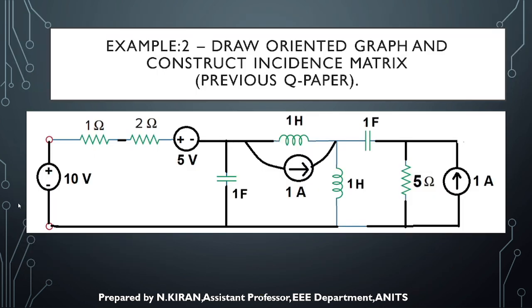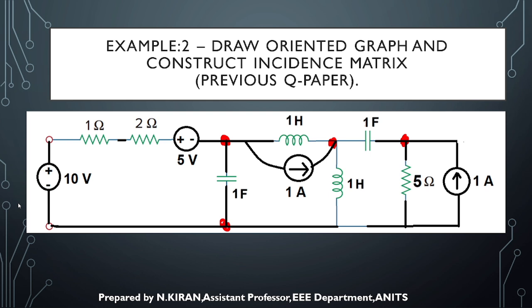Okay, so the second example; this was once asked in a previous semester paper. He has given this circuit and asked us to construct the incident matrix. How many nodes are there? This is a node. This is also a node. This is also a node. Then this is one node. So all this, the reference is one and the same. When I consider a circuit, then I can consider 3 branches as one node.